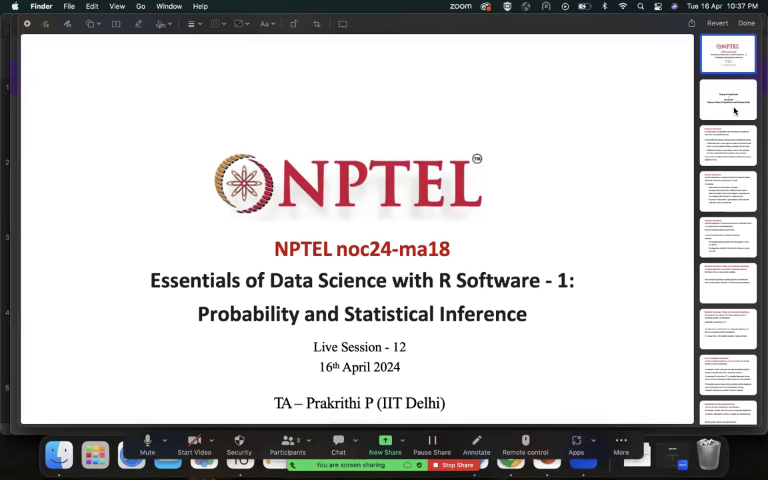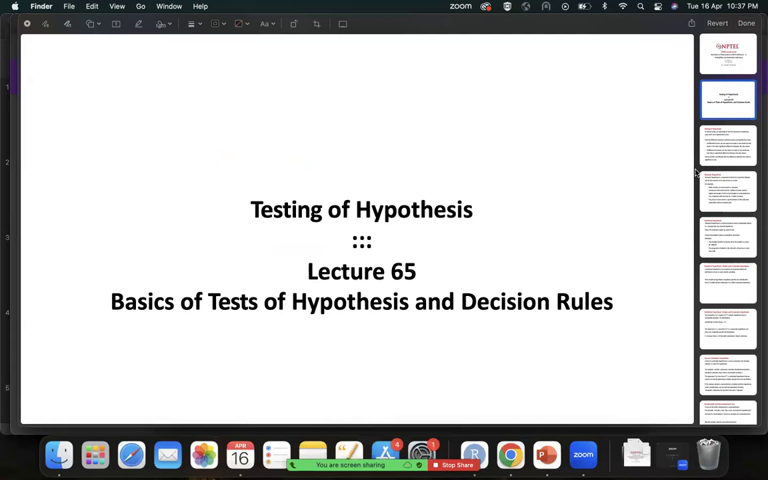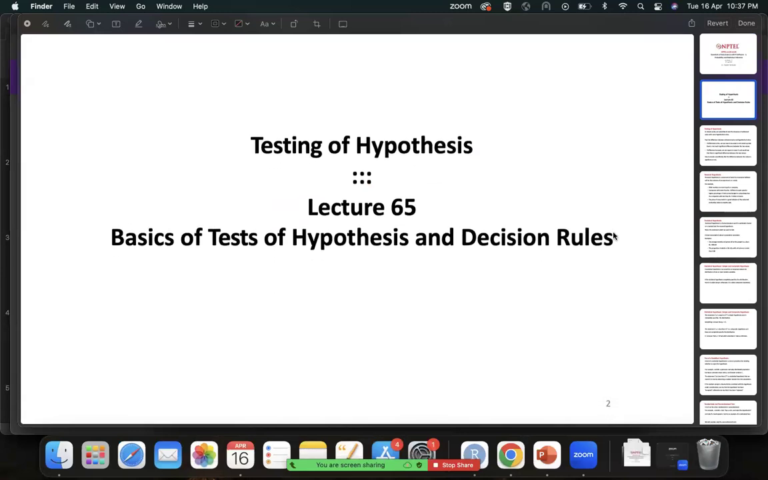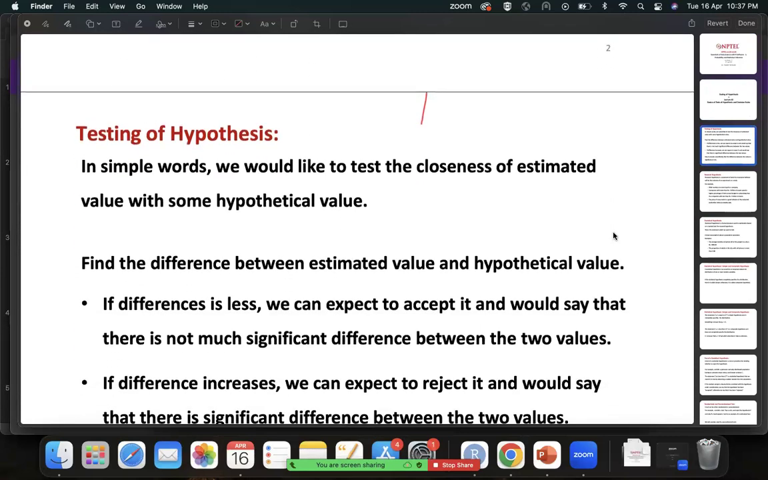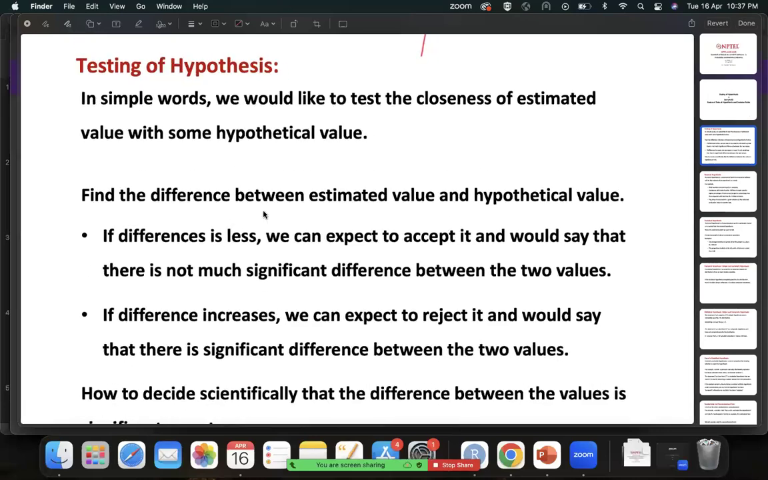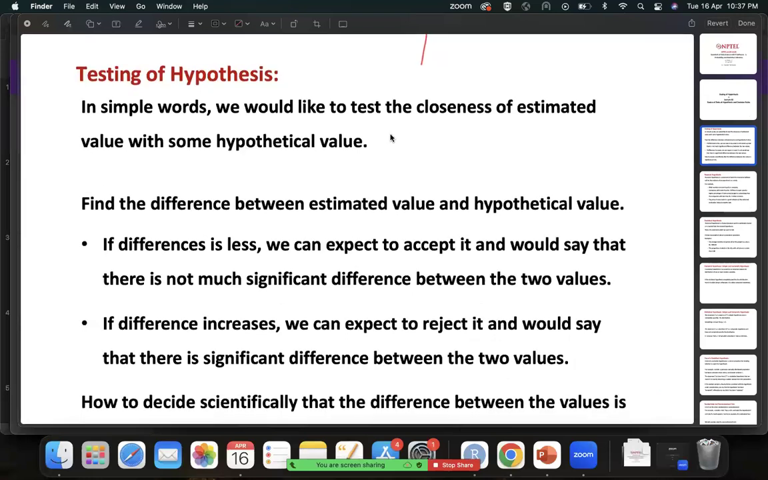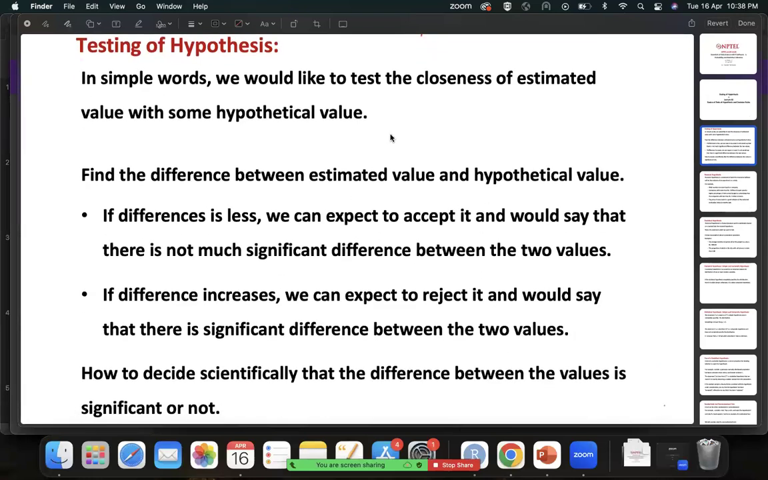Week 12 was about testing of hypothesis, the basics of hypothesis testing, and how you decide about your hypothesis. Throughout these lectures, we have learned about how you estimate the parameters. Ideally, you want your estimated parameter to be close to your actual population parameter. So hypothesis testing is to test whether your estimate is good enough to suit your hypothesis.